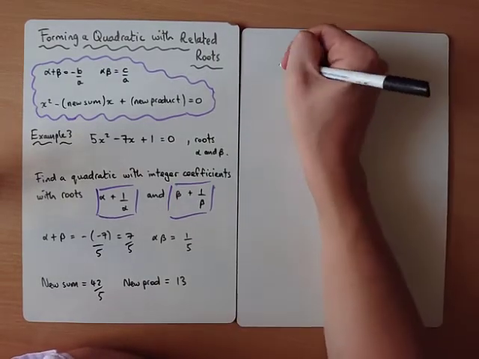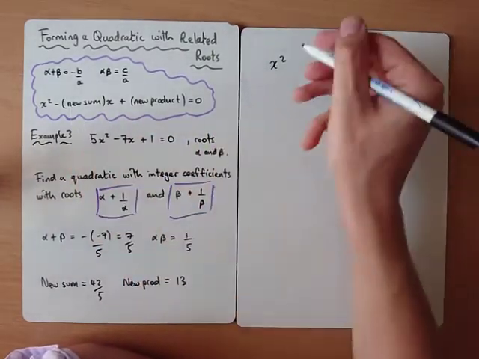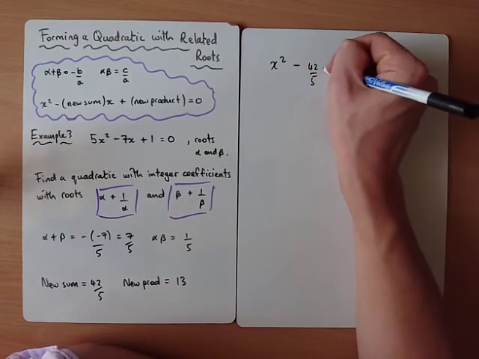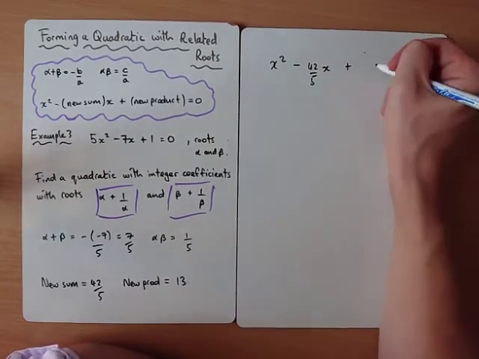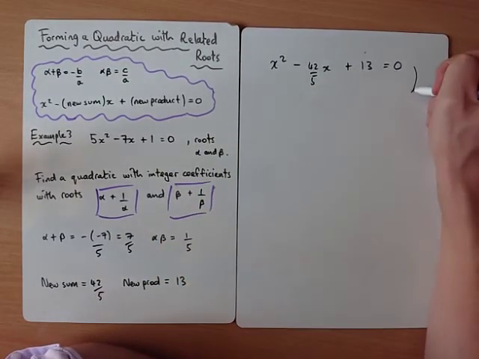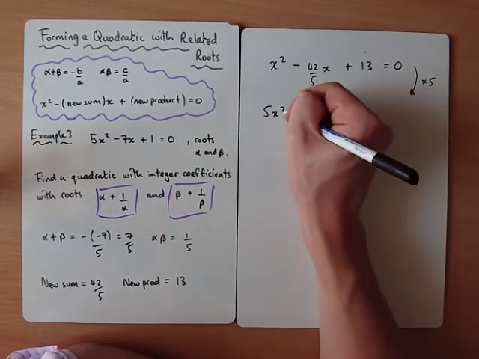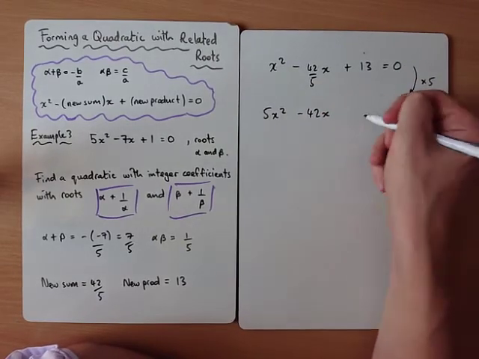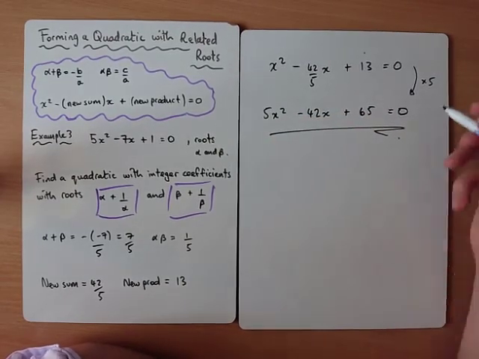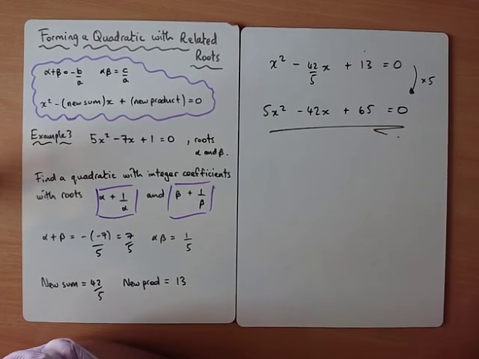And then once we've got our new sum and our new product, we can write our new quadratic. So it'd be x squared minus the sum, which would be 42 over 5, x plus the product, which would be 13. And this is where the integer coefficient bit is important, so just multiply everything by 5. And you get 5x squared minus 42x plus 65. You don't want to throw away that last one mark after all your hard work, so just make sure you do get your integer coefficients like this. Alright guys, thank you.